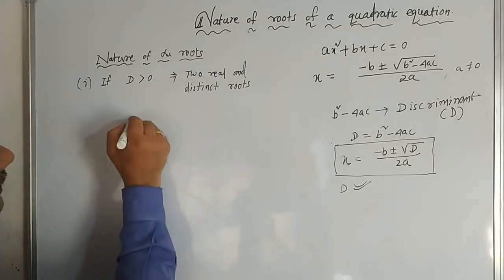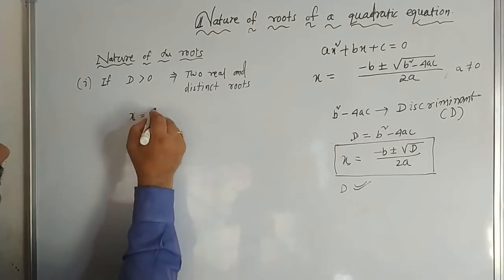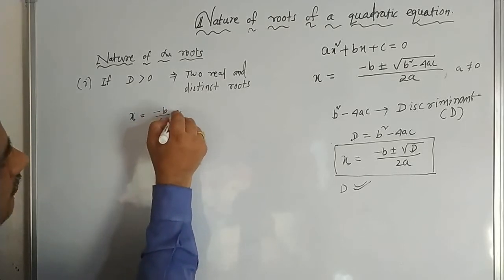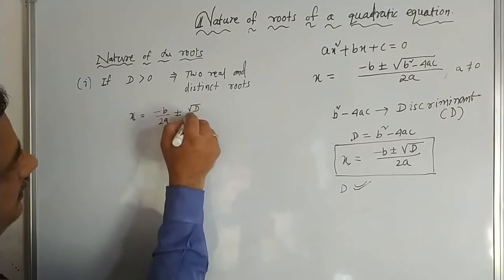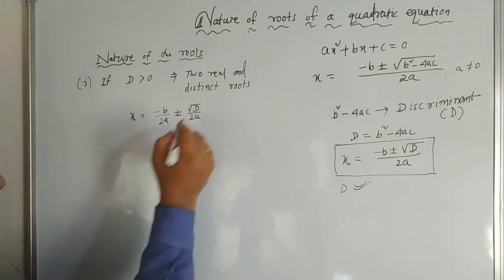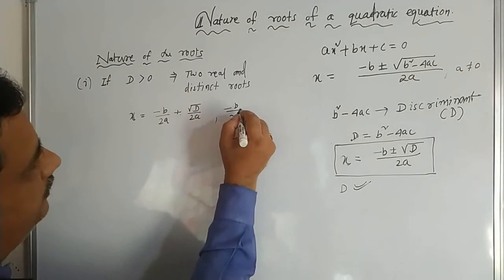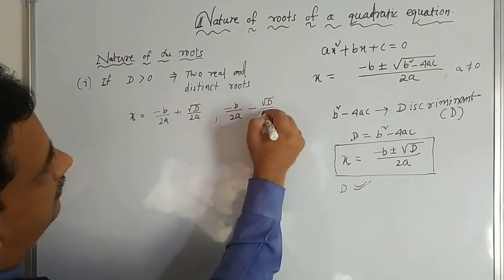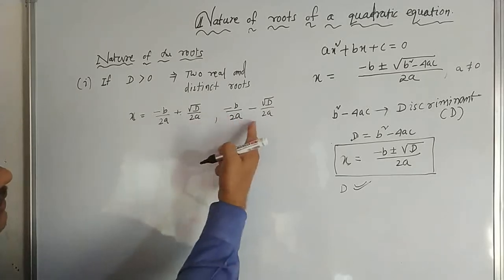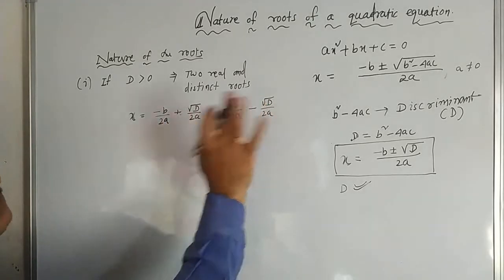Why? If D is greater than 0, then x is equal to minus b by 2a plus or minus square root of D by 2a. So minus b by 2a is there for both, which means one root is with plus and another is minus b by 2a minus square root of D by 2a. So these two are two distinct, unequal roots, one with plus and one with minus.